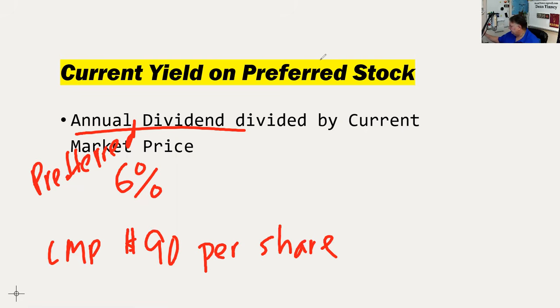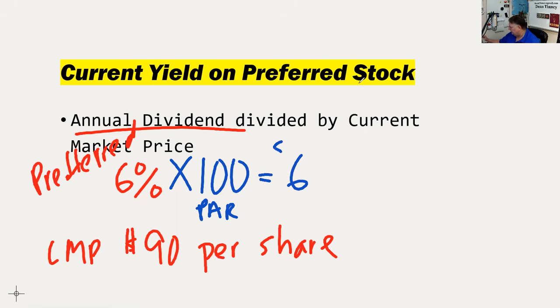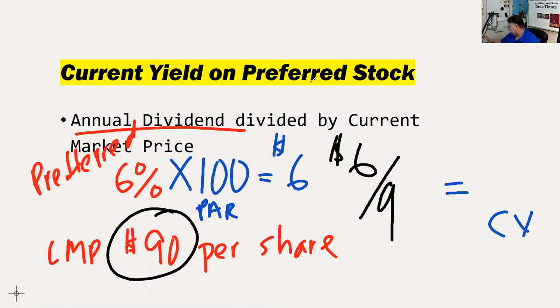So what you're going to have to do here is say, well, that 6% is based on par. And so this is going to pay me $6 annually. Now I'm back in business, because the current yield is what it pays me divided by what it costs me. What it pays me is $6, and what it costs me to get that $6 is 90. So we take 6 and divide by 90, and we find out it's 6.6 is the current yield.